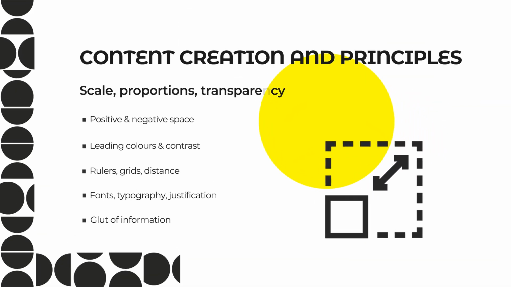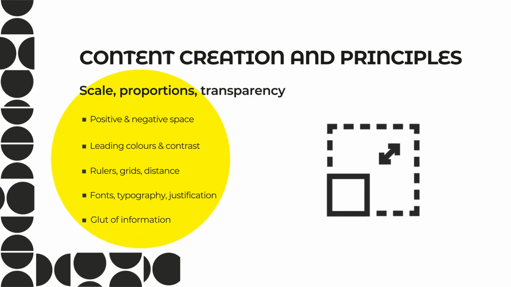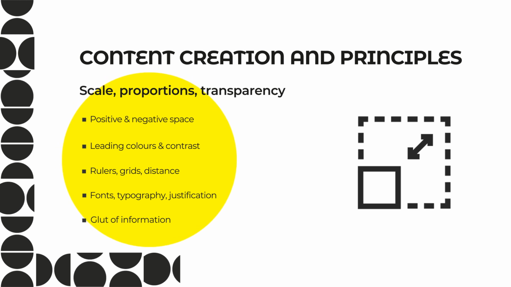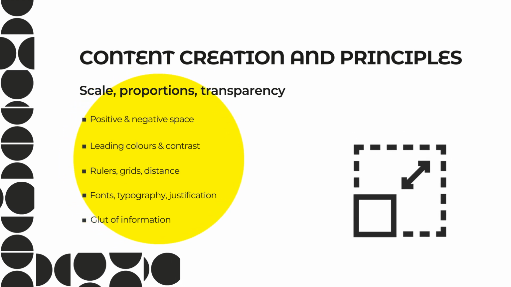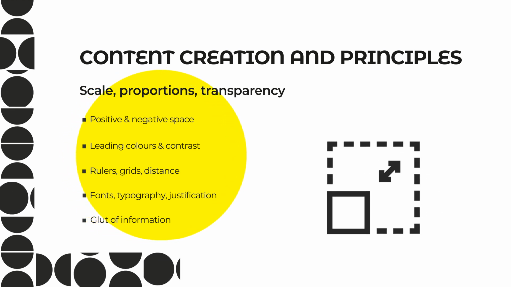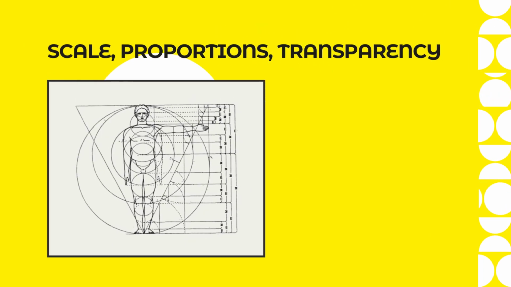As I already mentioned, we follow simple rules for graphic design, which are scale, proportions, and transparency, positive and negative space, leading colors and contrast, rules, grids and distance, fonts, typography, justification, and last but not least, glut of information. This rule answers our question: what is the most important thing about the graphics? By scaling single elements of the composition, we can ensure that the most important will be visible.